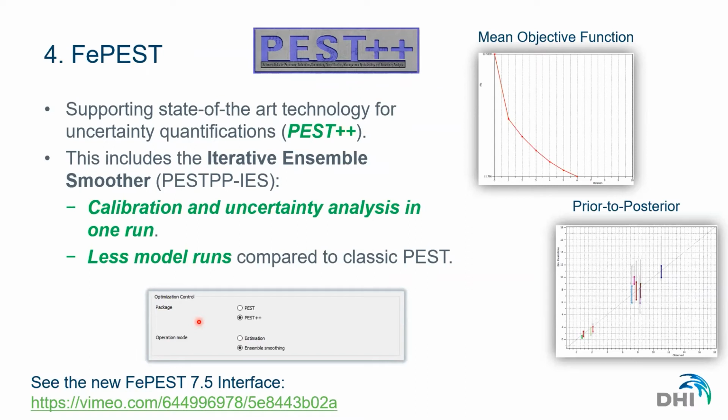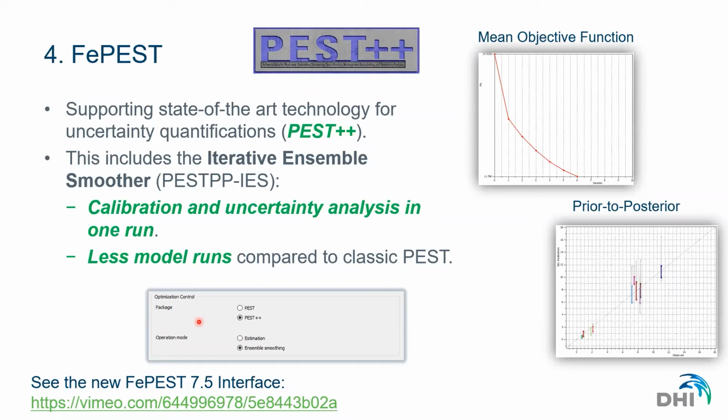We introduced PEST++ first because we want to keep the technology state-of-the-art, and second, because PEST++ comes with a very powerful package called Iterative Ensemble Smoother, PEST++ IES. PEST++ IES does the typical job that you could do before with PEST with multiple scripts and runs in one single job, which is history matching, so calibration, and uncertainty quantification in one single run on one single PEST problem. It requires fewer model runs for FEFLOW compared to the classical PEST.